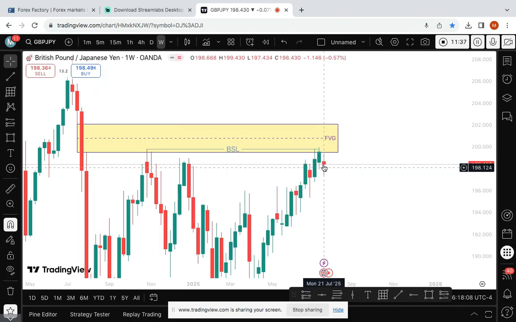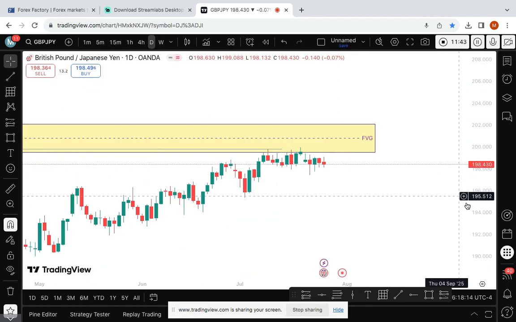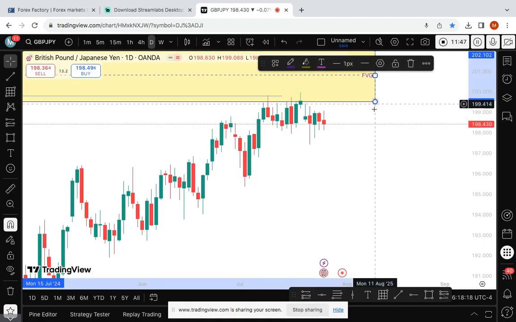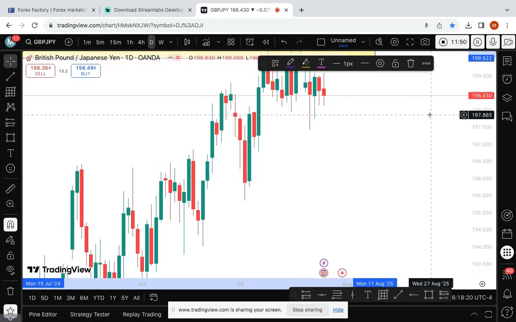So that explains why last week we were selling. If I go on daily time frame, what can I see? On daily time frame, I can remove these drawings over here. I'll just keep them for the time being.